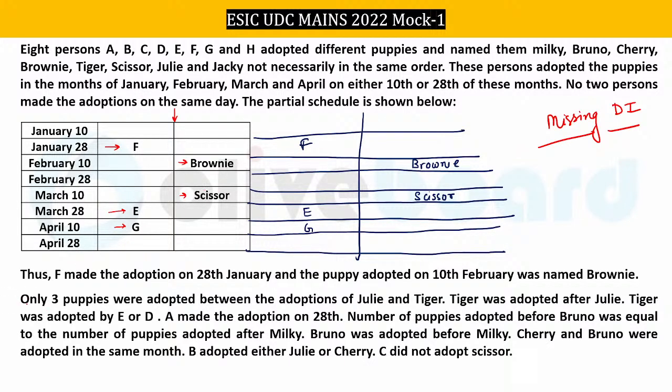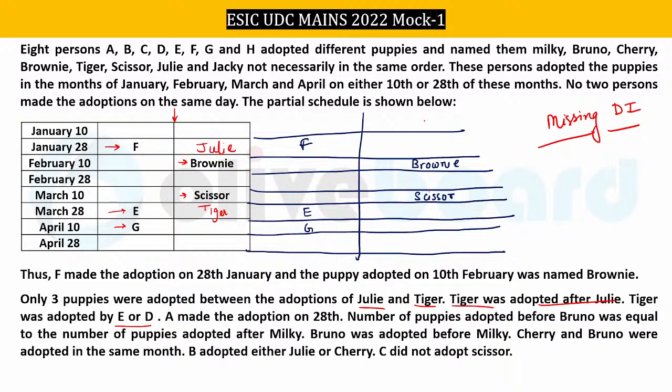So now let's check it out. Only 3 puppies were adopted between the adoption of Julie and Tiger. Tiger was adopted after Julie, right? And Tiger was adopted by either E or D. So you can see either we can have Tiger here, right? If you have your Tiger here, so 1, 2, 3, this is your Julie, right? This is one possibility that you can have.